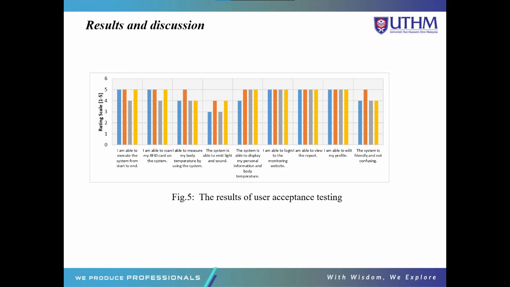The bar chart illustrates the result of user acceptance testing for the IoT-based contactless body temperature scanning system. 4 participants were found in the Parit Raja area to do the testing and provide feedback for the developed system. Based on the bar chart, all the respondents were satisfied with all the aspects of the developed system. However, 2 respondents gave average feedback on acceptance requirement number 4, which was that the system is able to emit light and sound. Moreover, no respondents were found not satisfied with the acceptance requirements of the developed system.